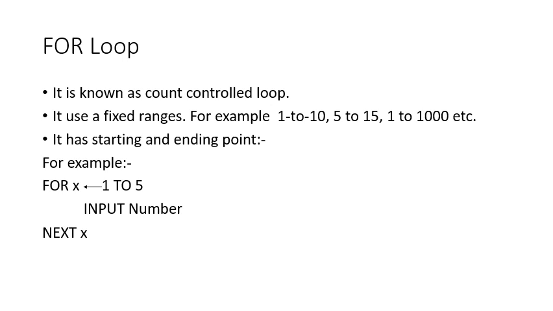Then the next time the value of x will be 3. The user will input the number. Next time the number will be 4 and 5. So from 1 to 5 the user will input the numbers. That is called a for loop.